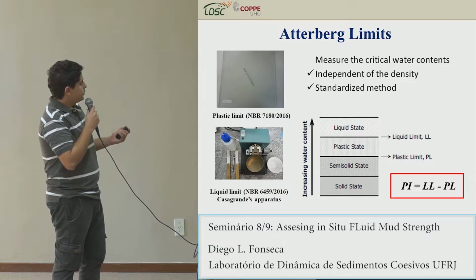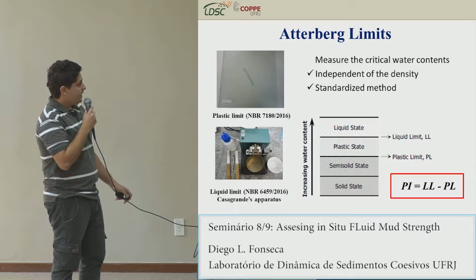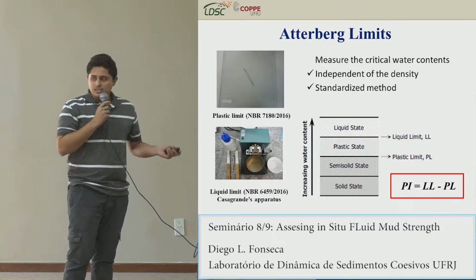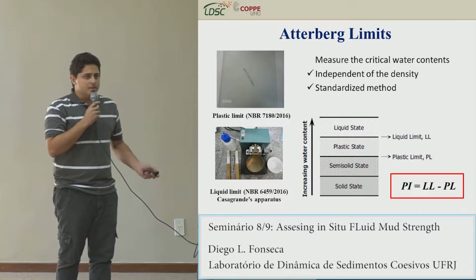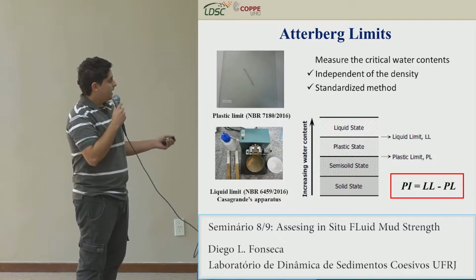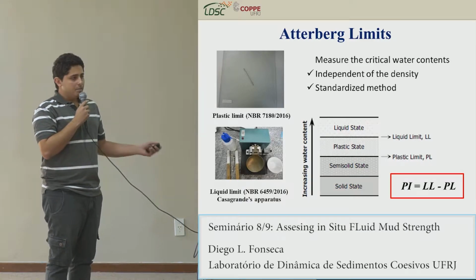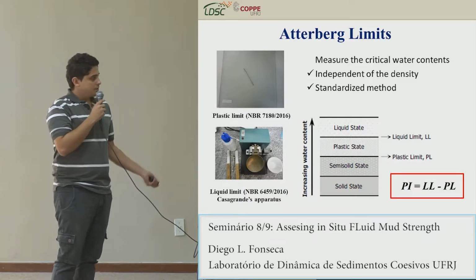Using a set of tools and devices, we can reach the plastic limit, above which the soil enters a plastic state, and the liquid limit, when the soil enters a liquid state. The difference between them is the plasticity index. We are going to use this going forward.